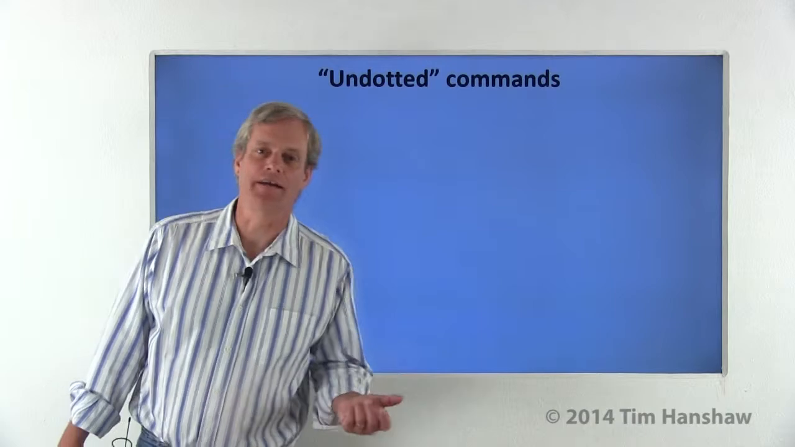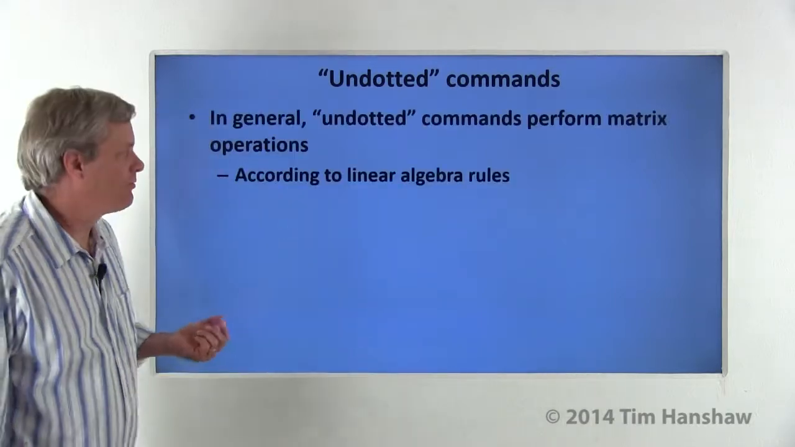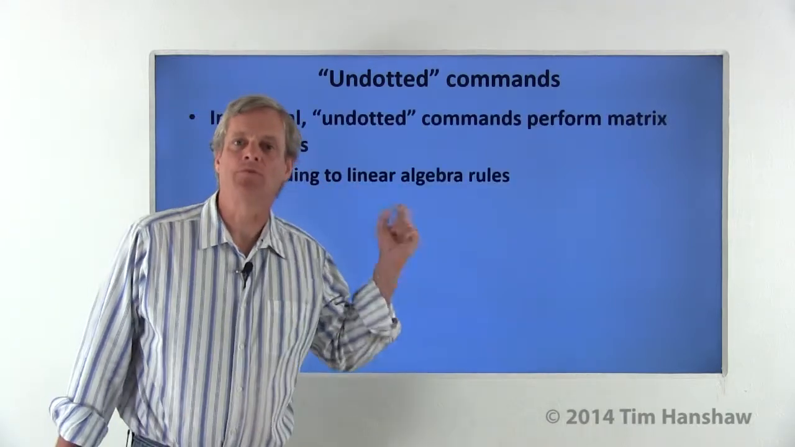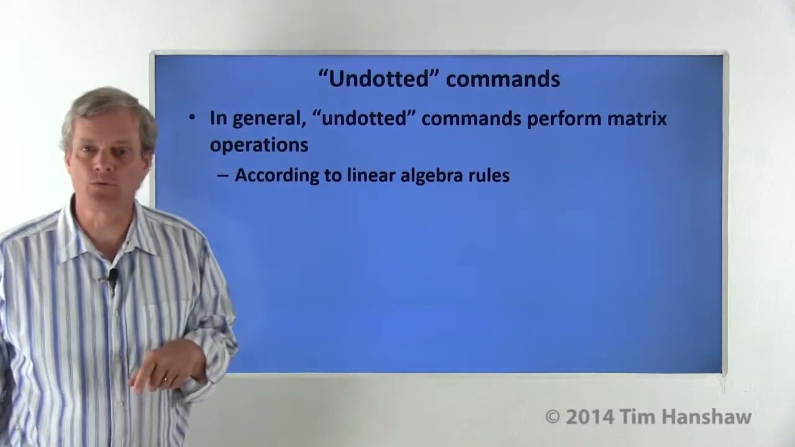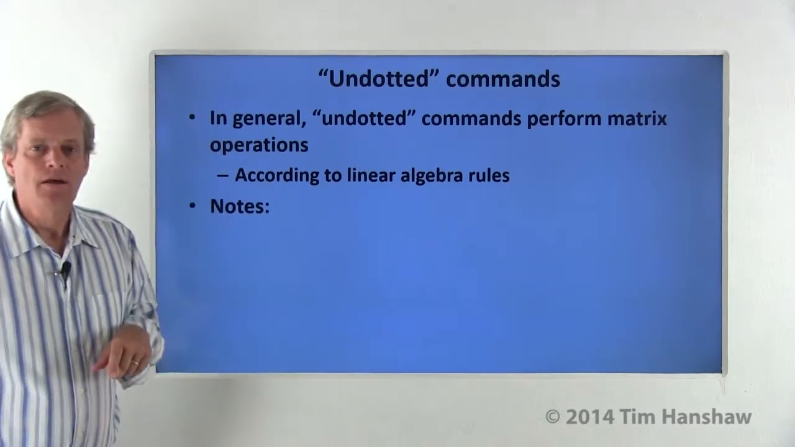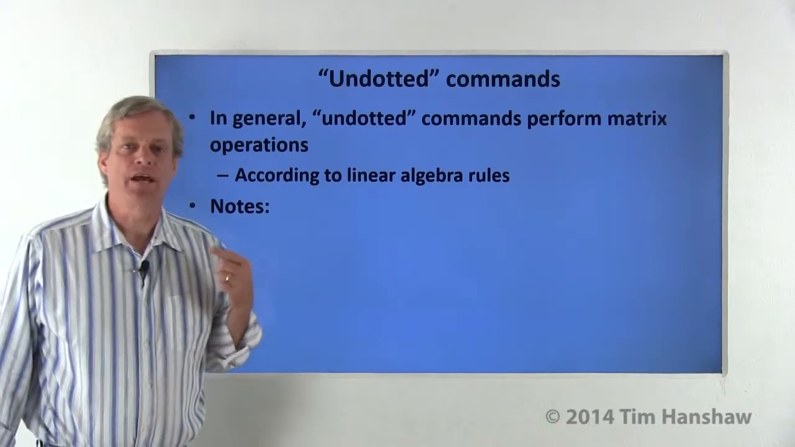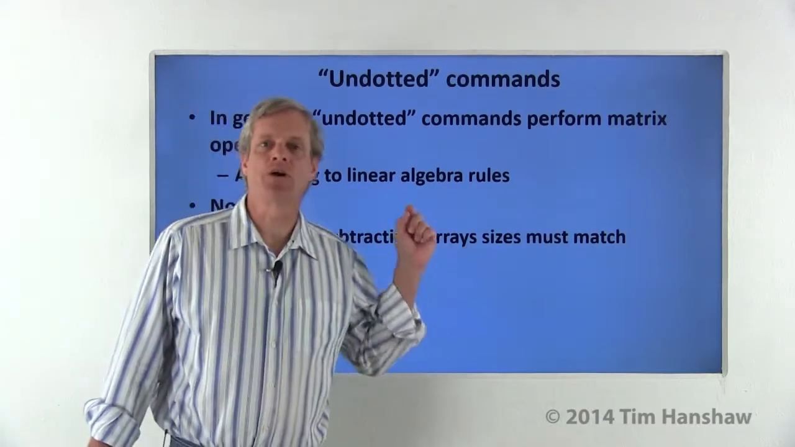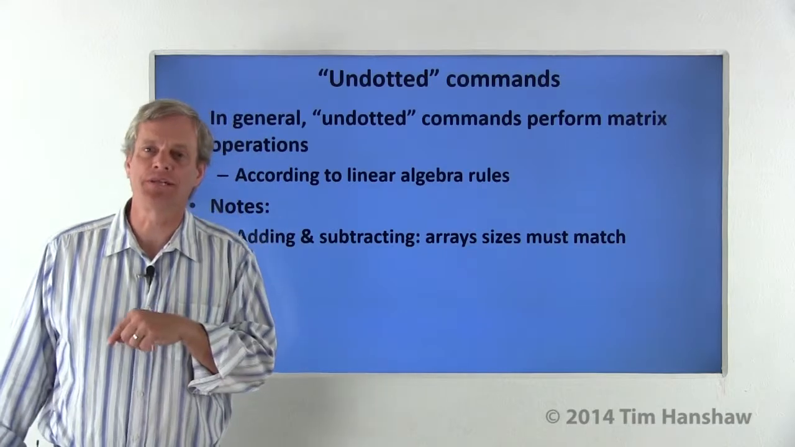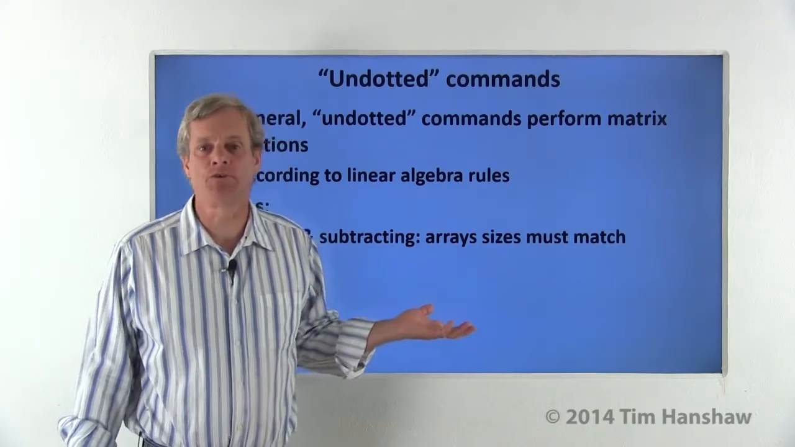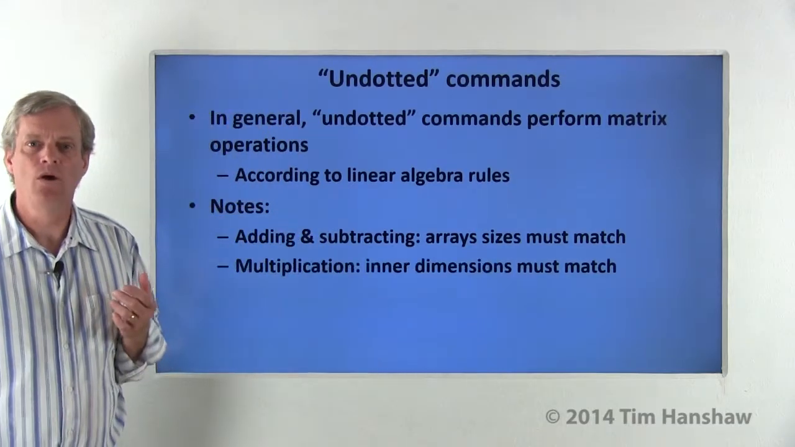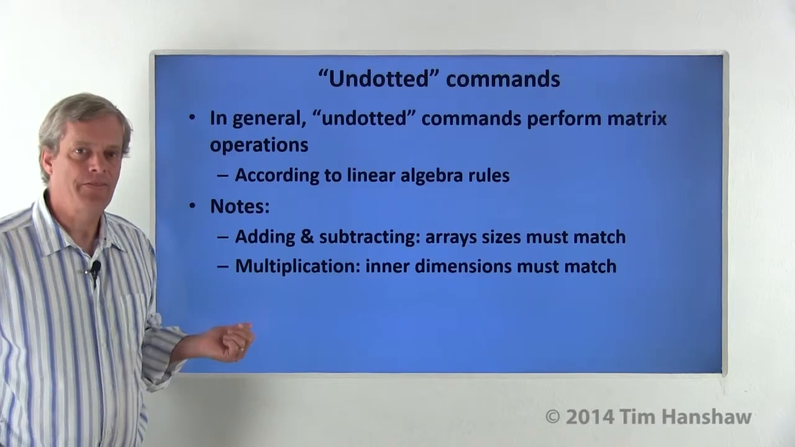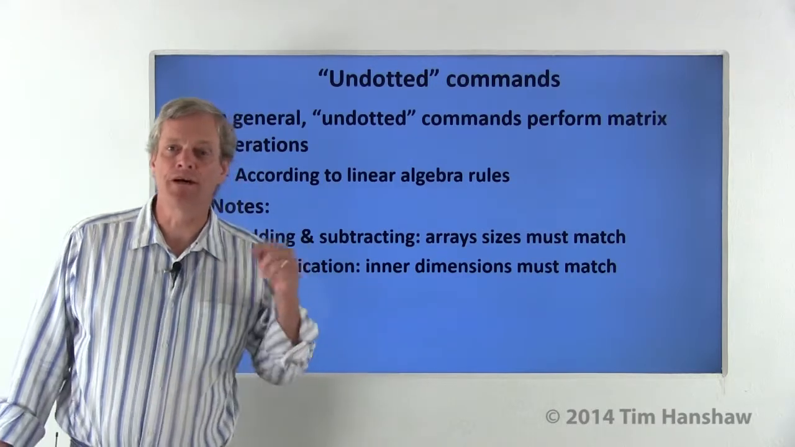Now let's talk about the undotted operators. As mentioned before, the operators without a dot perform matrix operations according to the rules of linear algebra. Before I do some examples and demos, I do want to note a few points. Addition and subtraction are the same whether done as matrices or arrays, so there's no dotted version of plus and minus.